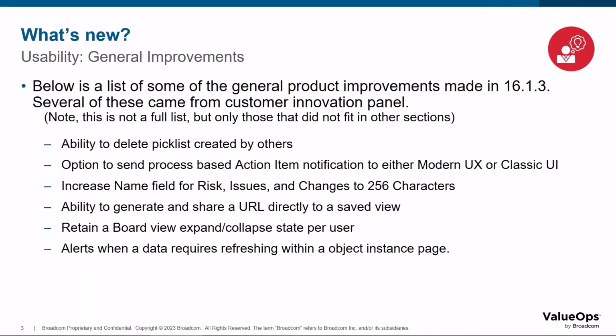So specifically, some of the things that were improved as part of this release are: the ability to delete pick lists created by others, the option to send process-based action item notification to either modern UX or classic UI, an increase of the name field for risk, issues and changes to 256 characters, the ability to generate and share a URL directly to a saved view, retaining a board view expand/collapse state per user, and an alert when data requires refreshing within the object instance page.